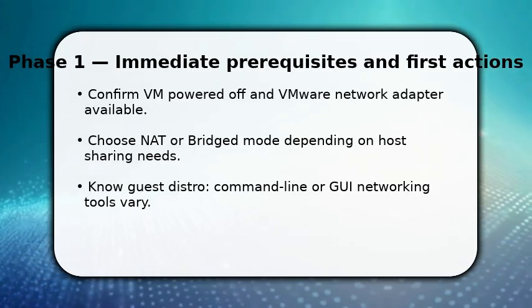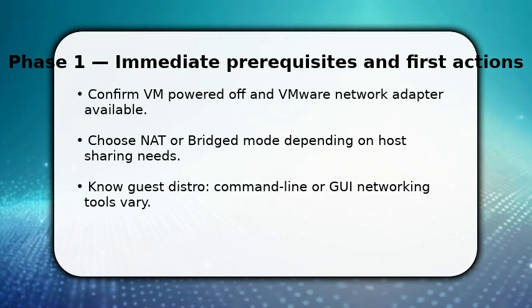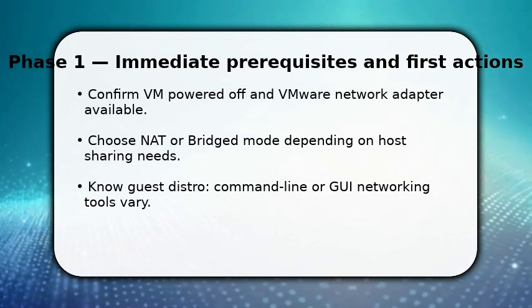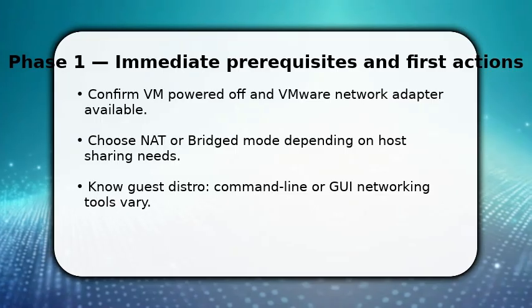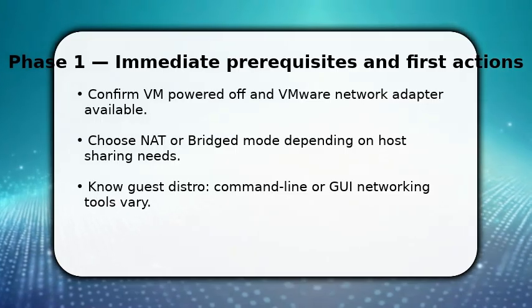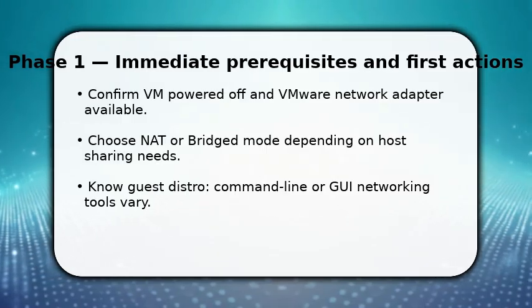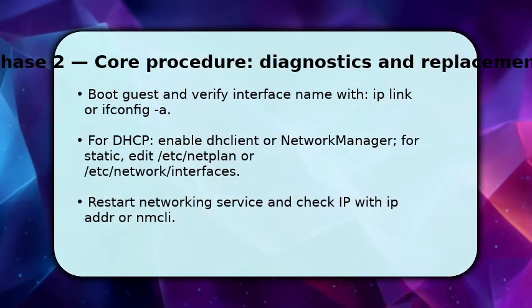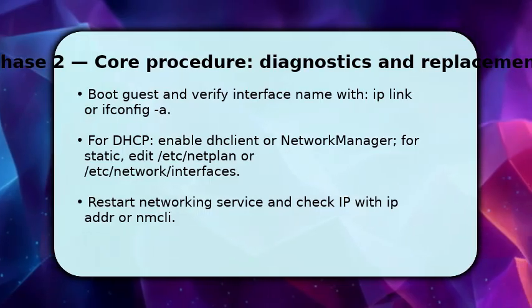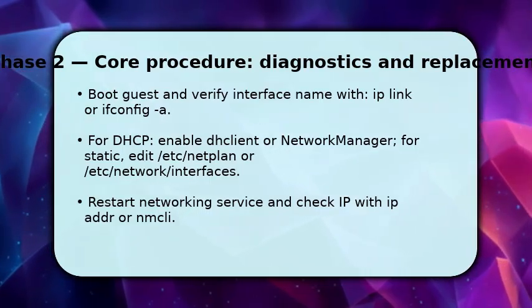You do this because the VM needs a virtual NIC mapped to a host network to obtain DHCP or a static address. Boot the guest and identify the interface name using ip link or ifconfig -a. You need the exact name to configure it. If you want DHCP, run sudo dhclient <iface> or enable NetworkManager.